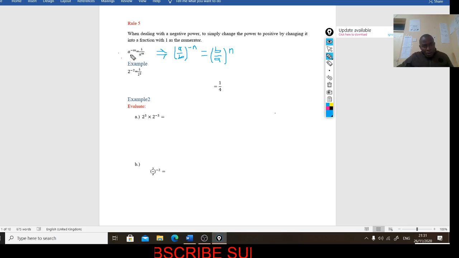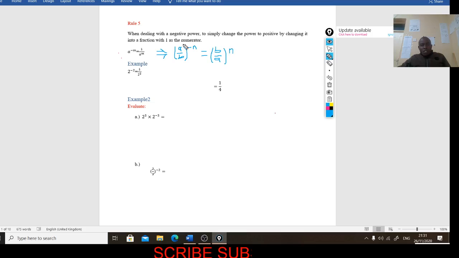So we can work with this. That is a raised to power negative m is the same as 1 over a power m. Or if it's a fraction, a over b to the power of negative n is the same as b over a to the power of n. You change the power into positive. So we shall use these two to solve questions.